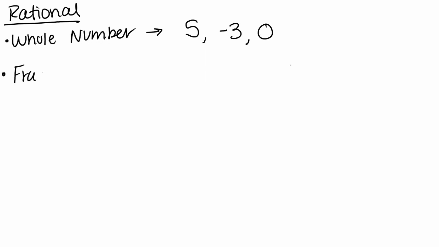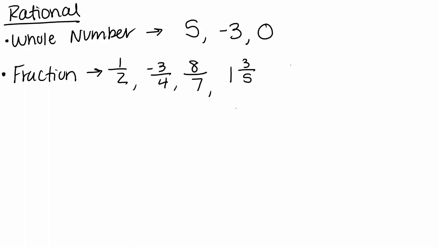All fractions are rational numbers. That includes positive fractions, like 1/2. Negative fractions, like -3/4. Improper fractions, like 8/7. And mixed numbers, like 1 3/5. All fractions are rational.